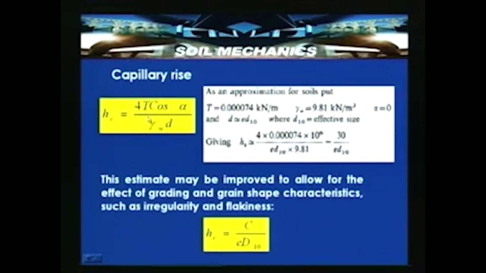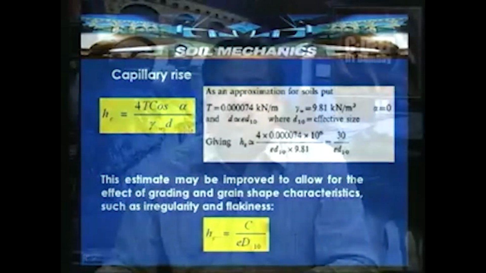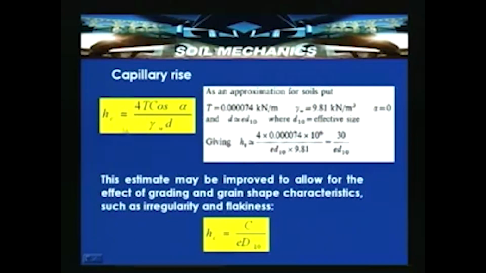So, this particular discussion we can also extend to see whether we can generate any correlation or approximate estimation based on the particle size, effective particle size and void ratio of a given soil. As we have derived, Hc is equal to 4T cos alpha divided by gamma W D, that is what we discussed in the previous slide. The capillary rise is inversely proportional to the unit weight of water or the density of liquid. D is the tube diameter or pore size, and alpha is the contact angle. For a chemically clean surface, alpha is equal to 0, T is the surface tension.